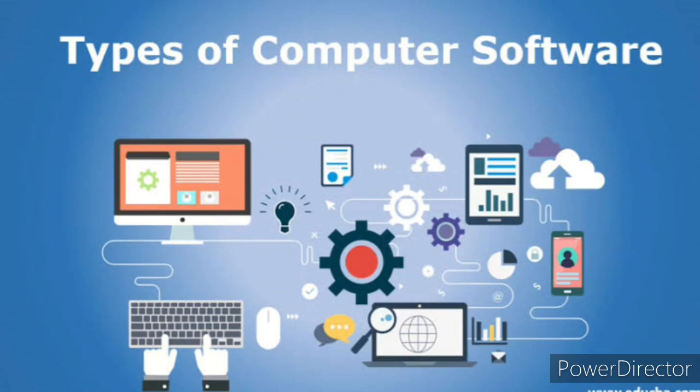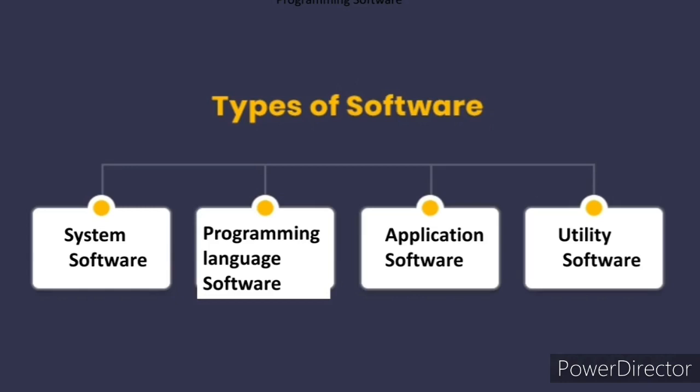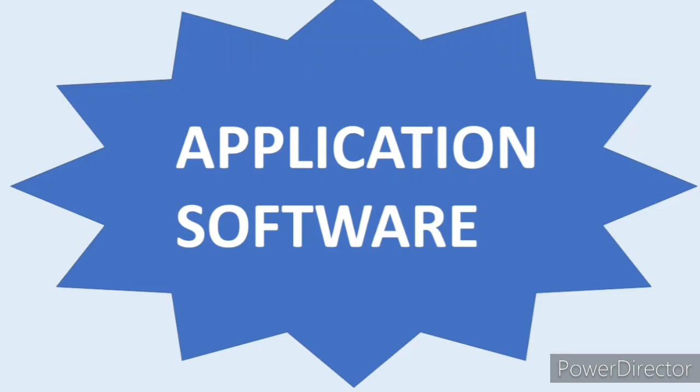There are so many programs running as software in the computer. Now, placing them in categories makes it easy to identify them. Below, we have 4 types of computer software. We have system software, programming language software, application software, and utility software. In this class, we are going to take a look at application software and the system software. Please pay attention. Let's take a look at application software.